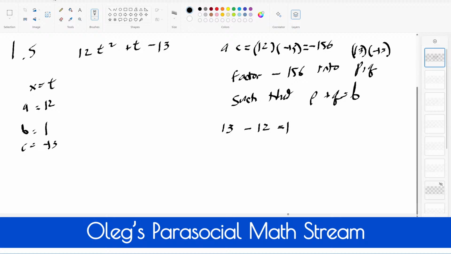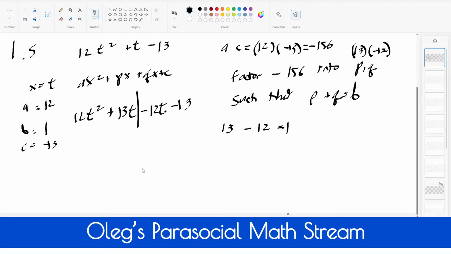So now we have our P, we have our Q. That's 12. And we just now have to do the form ax squared plus px plus qx plus c. All right, so we have 12. Remember, x is equal to t. So we have 12t squared. We're writing in terms of t. Plus, what is our p? P is 13. 13t minus 12t minus 13.